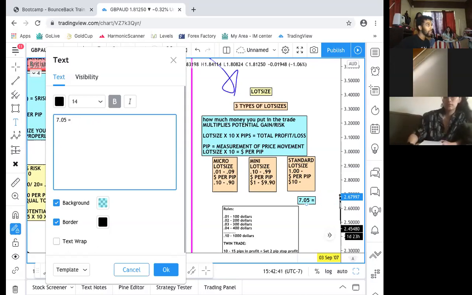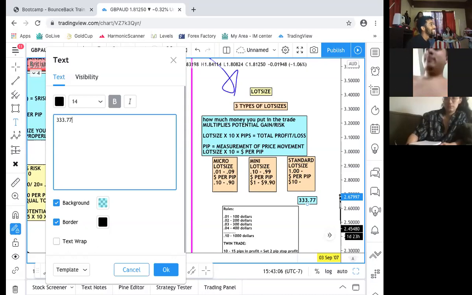Okay. Now it's time for the calculator. All you gotta do is move the decimals by 10. So let's say we have a trade that's 333.77.